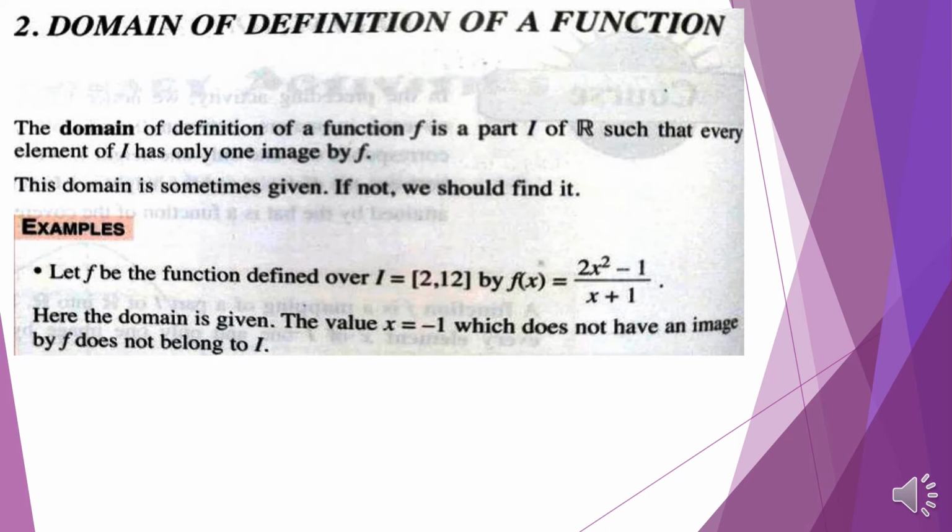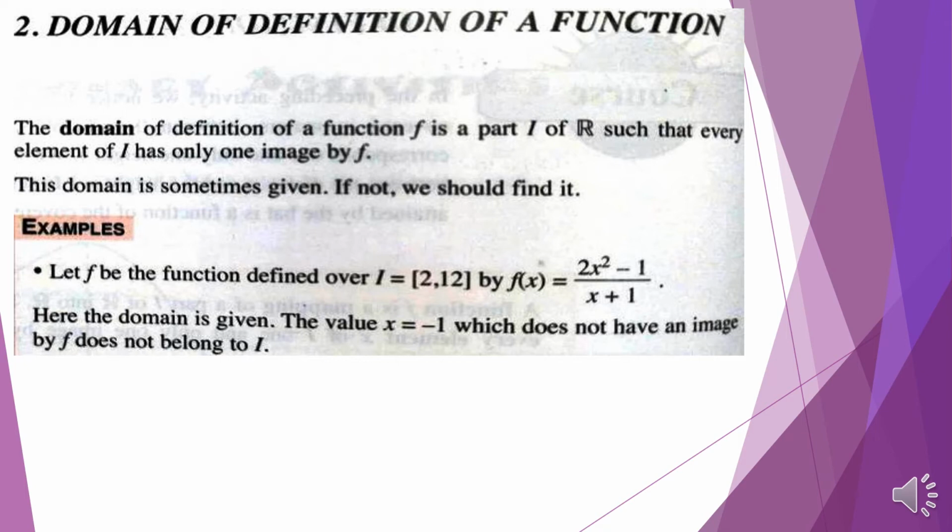كيف بنجيب الدومين of definition اللي كنت عم بحكي عنه قبل شوي؟ قلنا هلا بنشوف شو هو الدومين of definition. The domain of definition of a function f is a part I of R, هو جزء مثل ما قلنا من ال R such that every element of I has only one image by f. يعني كل عنصر موجود بال I بده يكون mapping. عفوا relation f from I into R is a mapping.